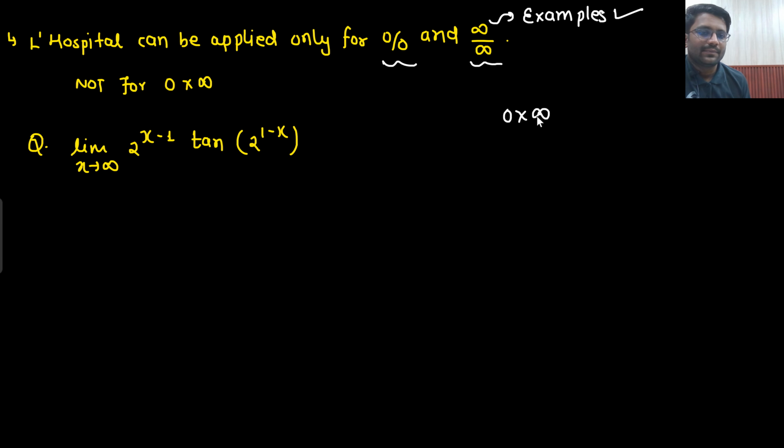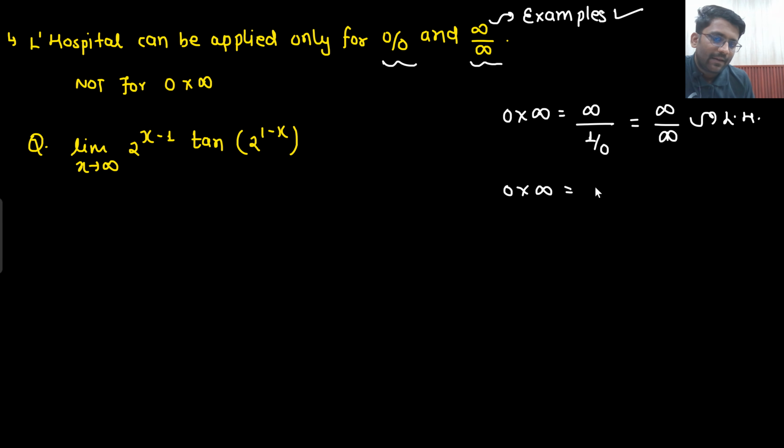What is the method? The method is that, can you make this as 1 by 0? Yes sir. So it will become infinite by infinite. Now I can apply L'Hopital. So you need to make the form. Or what you can do? Take 0 as it is and take 1 by infinity downward.